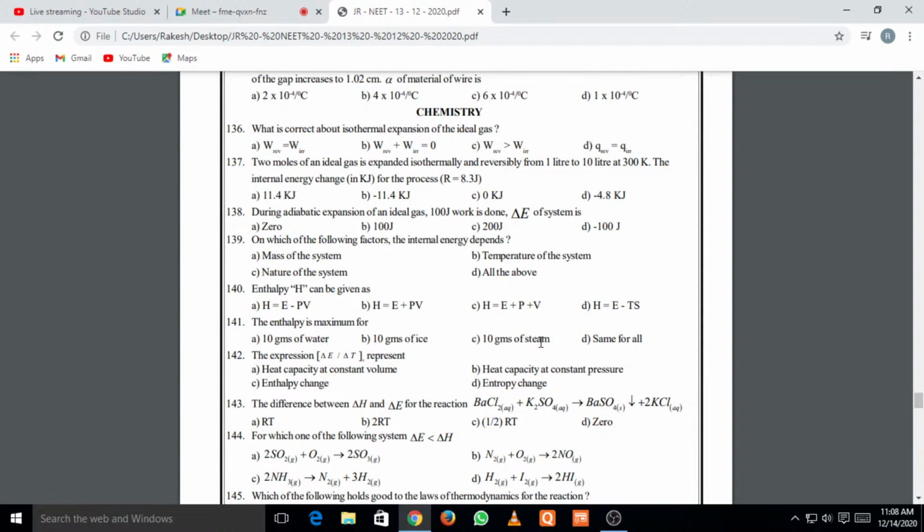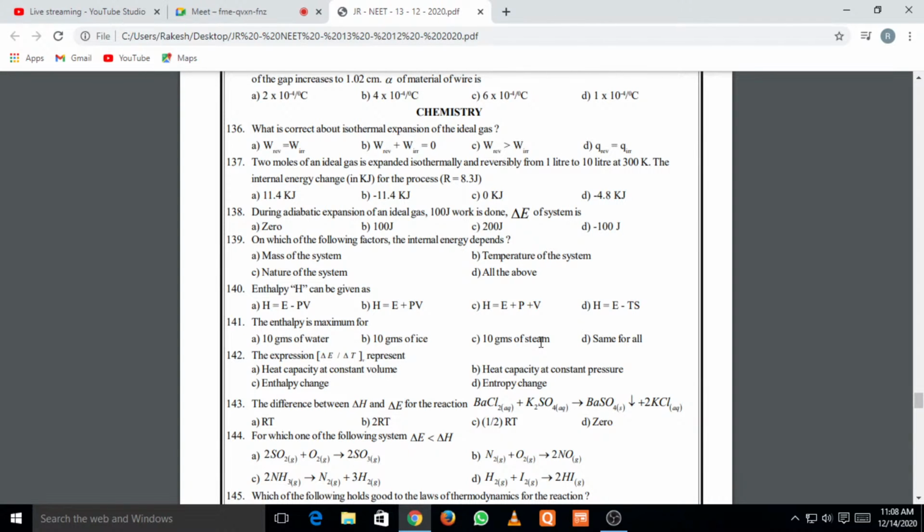Question number 139. Which of the following factors does internal energy depend on? Internal energy is an extensive property. Extensive property depends upon mass, temperature, and nature of the system. All of the above is our answer.